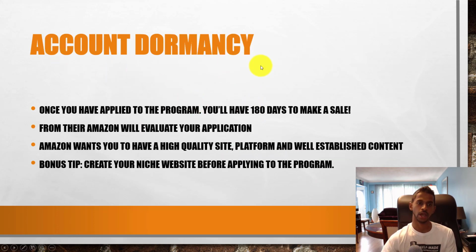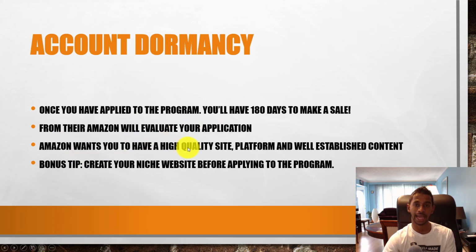Account dormancy. Once you've applied to the program, you'll have 180 days to make a sale. Now that's give or take 6 months, right? So you have 6 months to make a sale once you've applied to the program. From there, Amazon will evaluate your application.